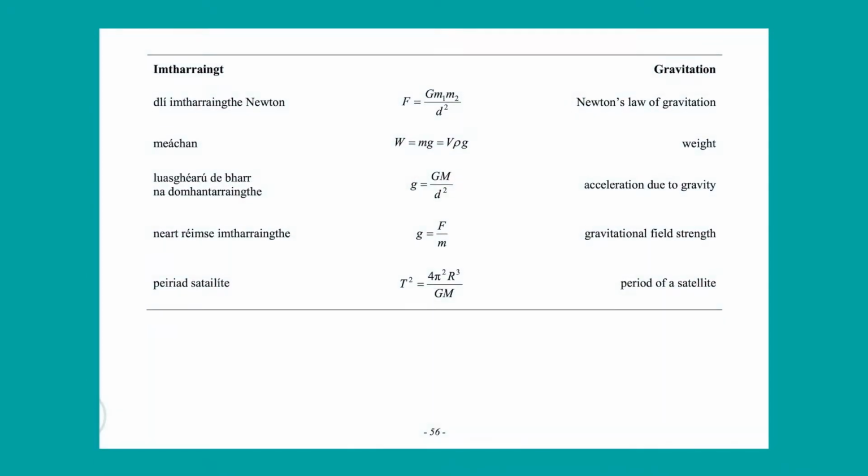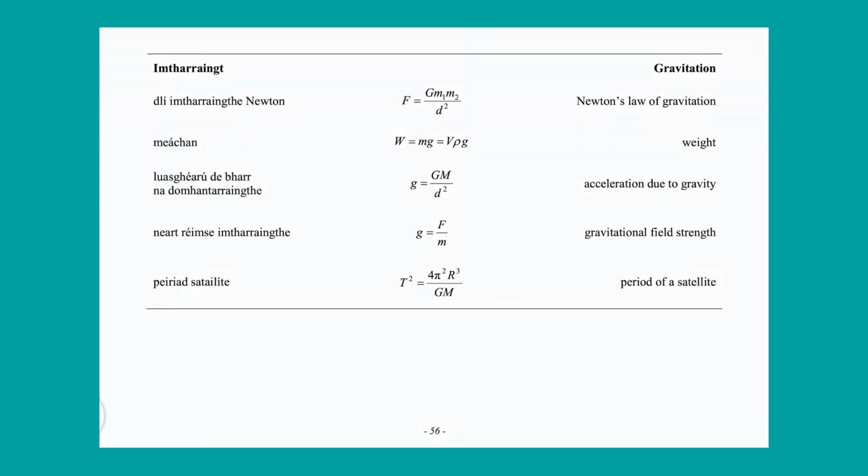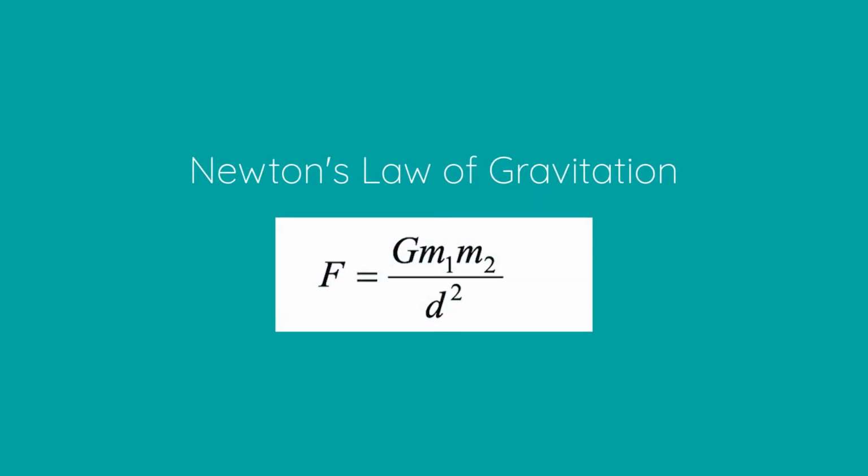Here on the gravitation section of our log tables, we have Newton's law of gravitation, and the force of gravity in this instance between the 2 bodies is represented by this formula here. F is equal to G, which is Newton's constant, times the mass of the first body times the mass of the second body, all divided by the distance between them squared.